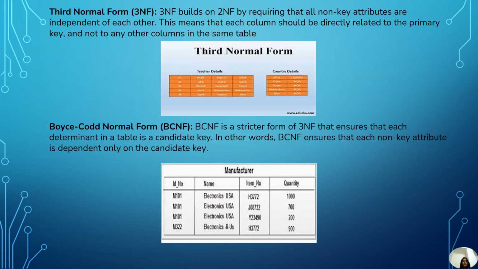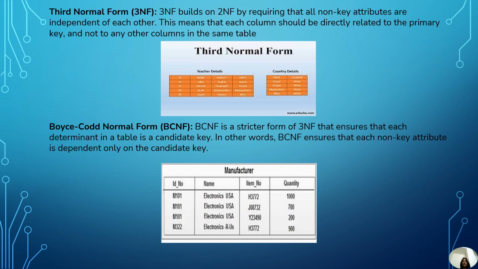Now let us talk about third normal form. Third normal form builds on second normal form by requiring that all non-key attributes are independent of each other. This means that each column should be directly related to the primary key and not to any other columns in the same table.